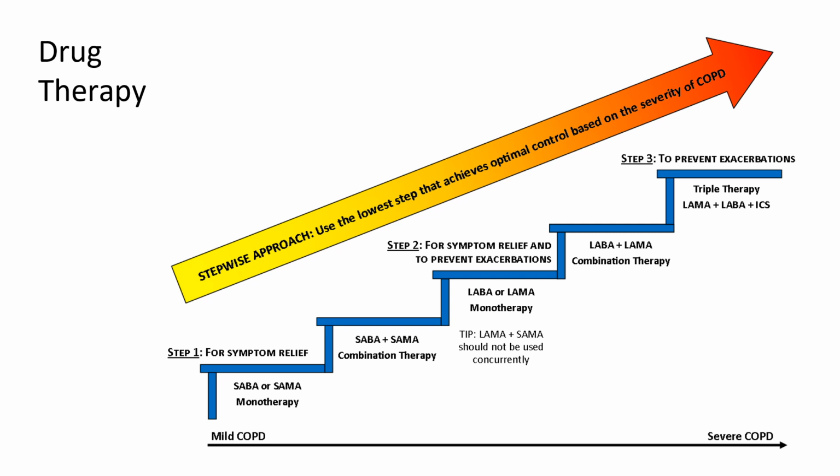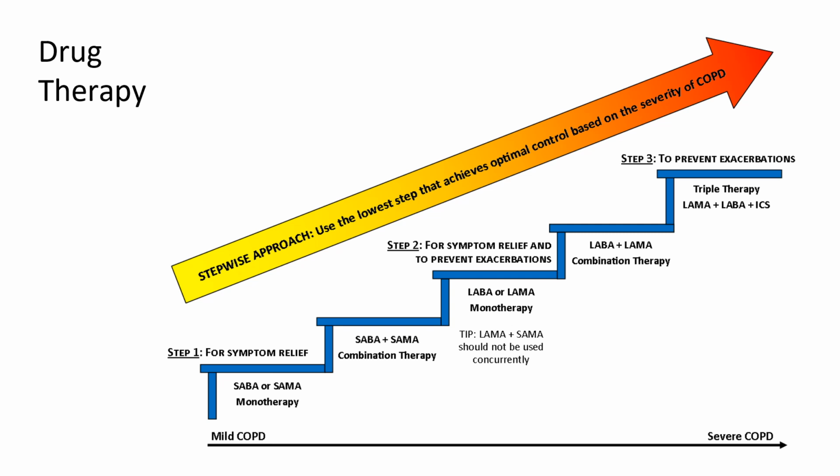Sometimes you can also do a SABA and a SAMA with combination therapy. That's the next step as the patient progresses. For symptom relief and prevention of exacerbations, this is step 2. So what do we mean by this? This is for someone who might have an acute problem as well as trying to prevent further exacerbations. When we mean exacerbations, we mean that they're at the stage in the disease process where let's say they keep getting sick, right? They're not maintaining, they just keep having problem after problem after problem.